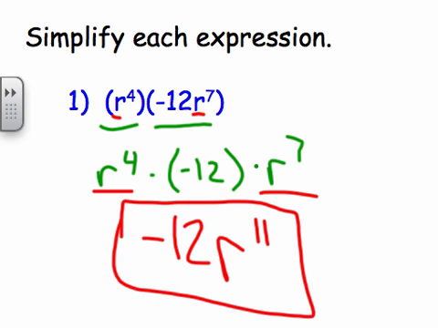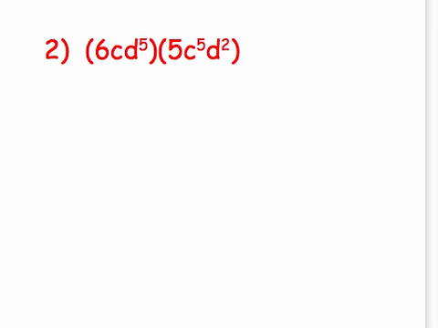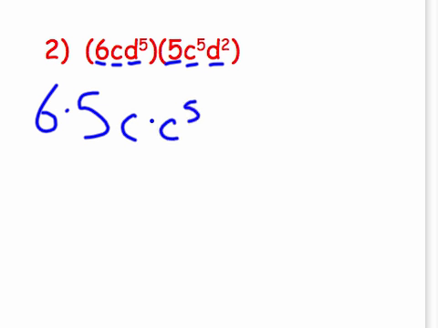Looking over at the next one, now we have a couple numbers to deal with. I got a 6 and a 5, so I can combine those first. This is really just 6 times c times d to the 5th times 5 times c to the 5th times d to the 2nd. So if I wanted to rewrite this, I could write 6 times 5 to combine my two numbers first. Then I could write c times c to the 5th and times d to the 5th times d to the 2nd. Right? Because by the commutative and associative properties, I can just switch those around.